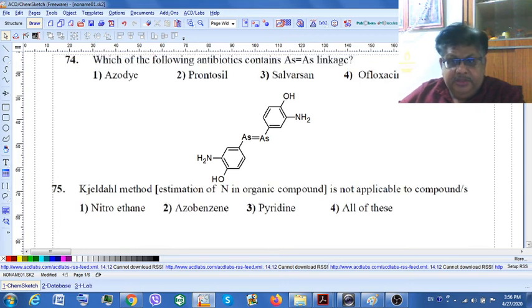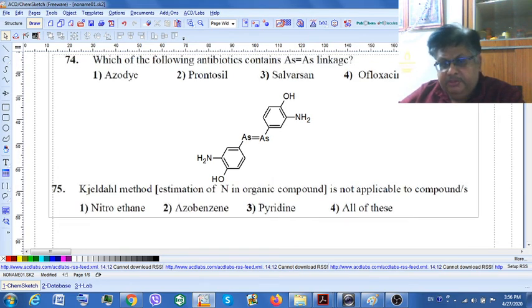Now these two questions that you are looking at, the first one, question number 74, is related to biomolecules, chemistry in everyday life, antibiotics. You will need to remember the structure. Arsenic double bond arsenic, like an azo bond of nitrogen, is only in Salvarsan. Please remember the structures. Now question number 75 talks about the Jaldal method, and it is not applicable to nitromethane, nitroethane, azobenzene and pyridine.